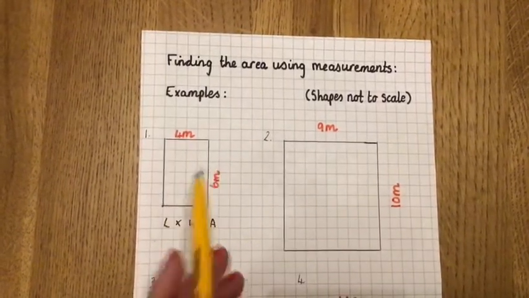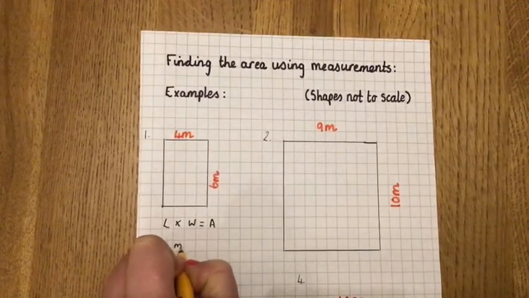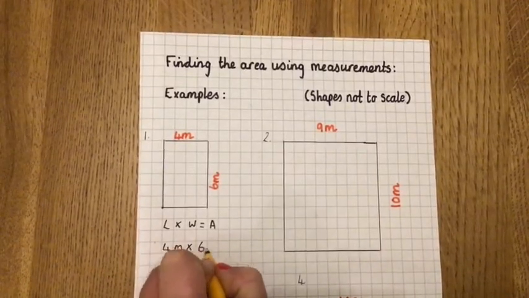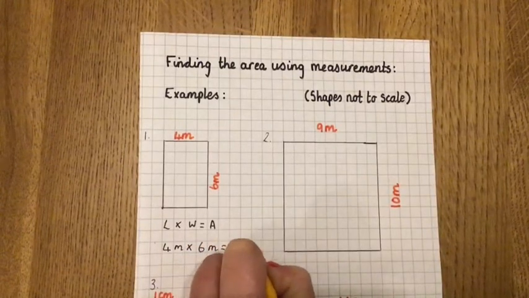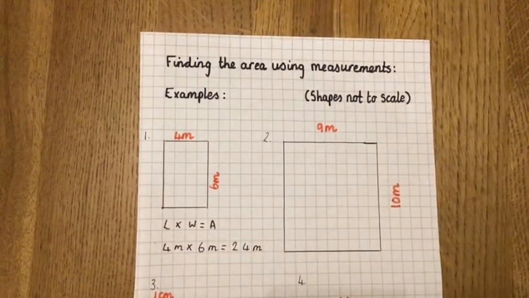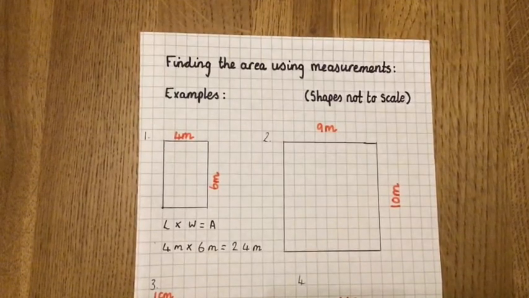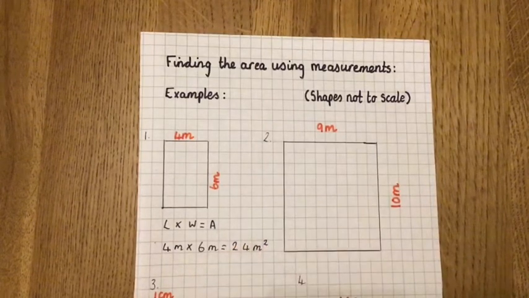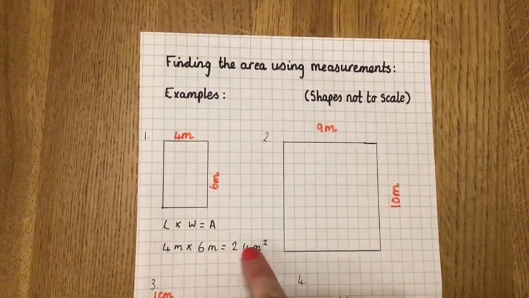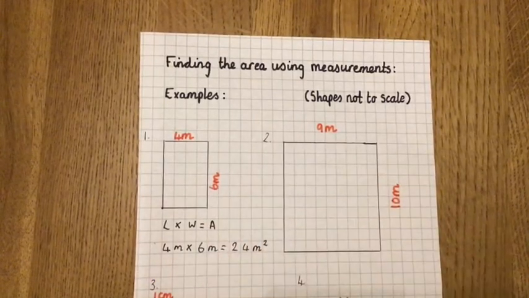So 4 times 6, I'm going to write it down. 4 metres times 6 metres is 24 metres. Now, hopefully you've remembered what my answer needs to be in. It needs to be a squared unit of measure. So it's 24 metres squared is the area to shape number 1.